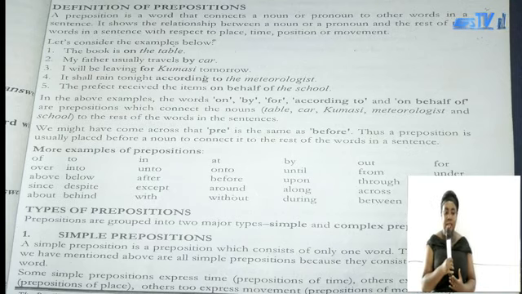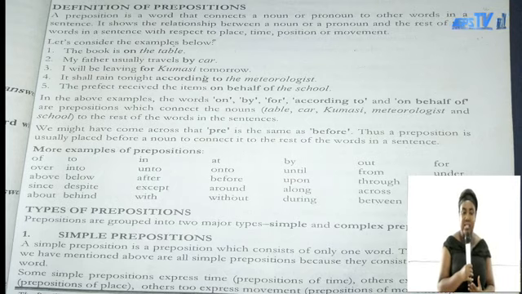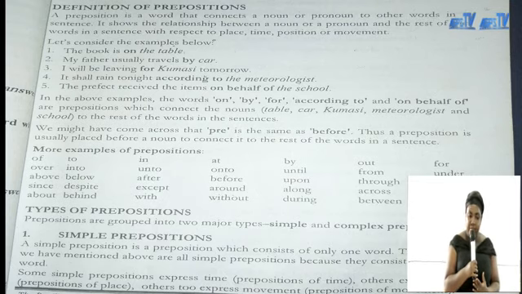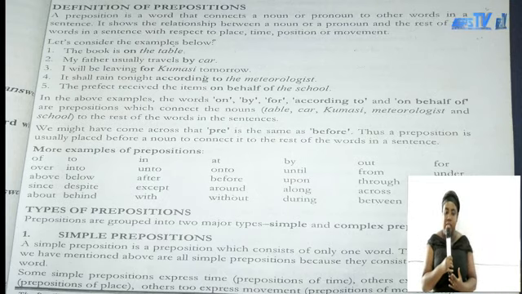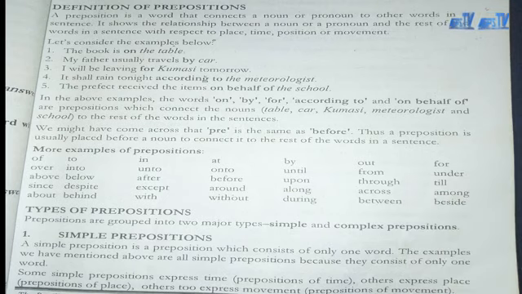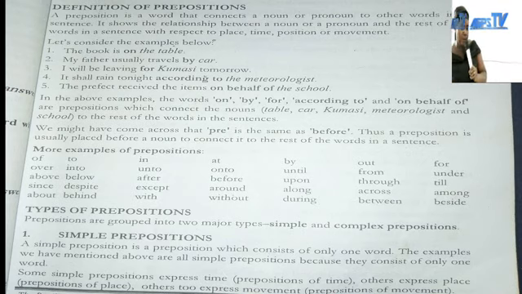We have types, or kinds, or categories. So when we say types, we have types of preposition. Prepositions are grouped into two major types. Prepositions which consist of only one word. Let's move on to our board for an example.